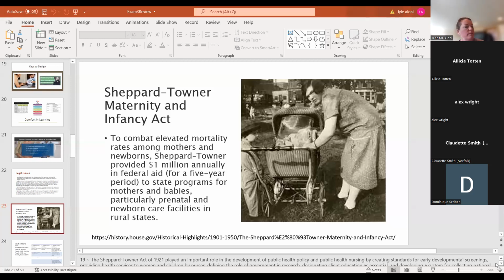Government. Yep, the role of government. And we also had a system for conducting our health statistics, right? So we're going to focus on those three things with our Sheppard-Towner Act.